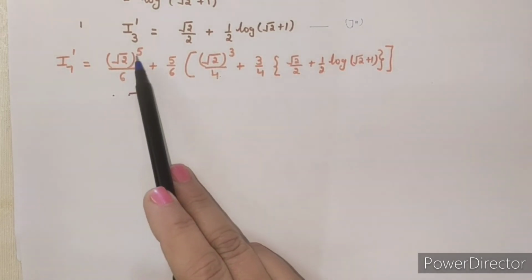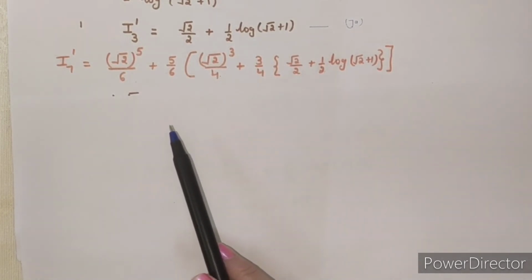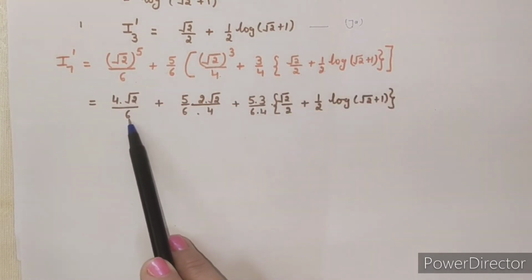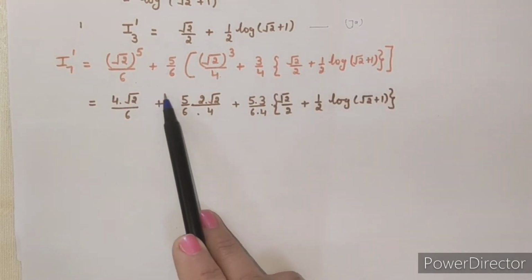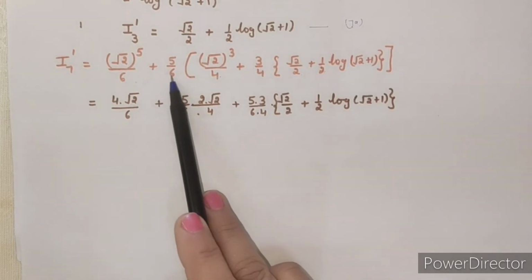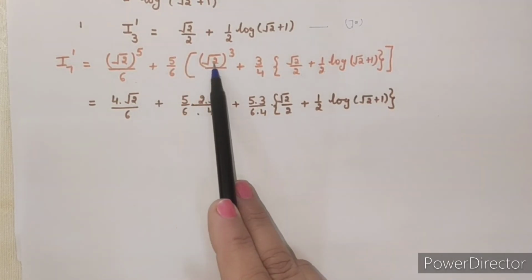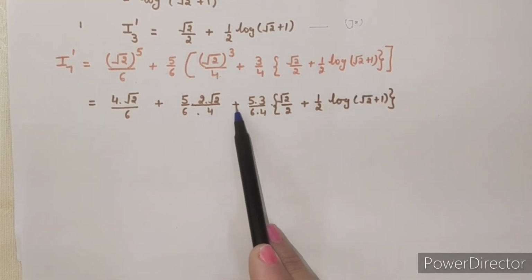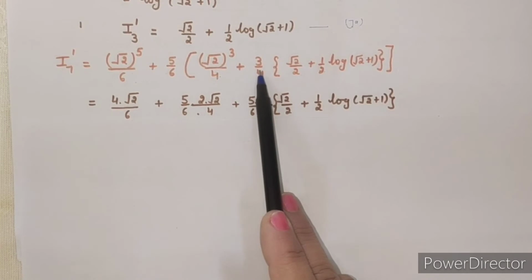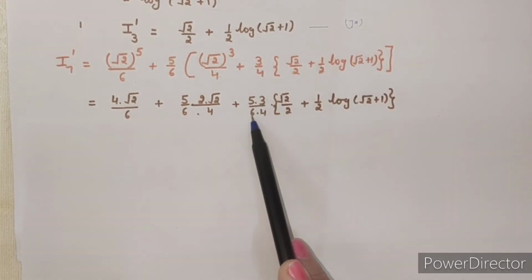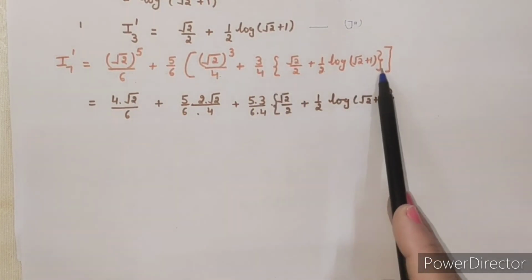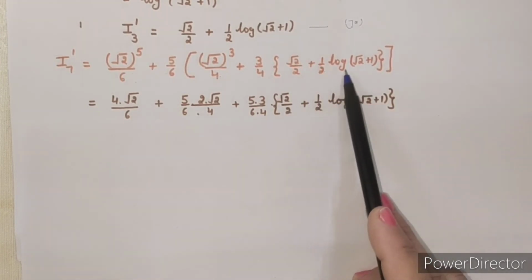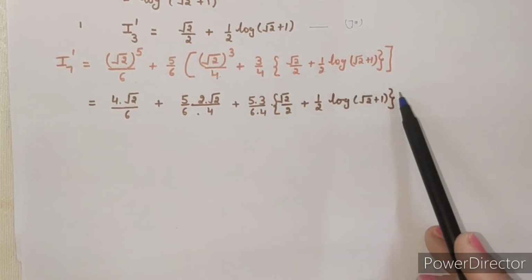Now under root 2 power 5, this is 2 into 2 into under root 2, 2 2s are 4, 4 under root 2 by 6, plus this 5 by 6 is outside, so I am taking this inside, and under root 2 power 3 is 2 under root 2 by 4. This is plus sign, this term multiplied by this, so 5 into 3 upon 6 into 4, this curly bracket is this. So it is under root 2 by 2 plus 1 by 2 log of under root 2 plus 1, this term.